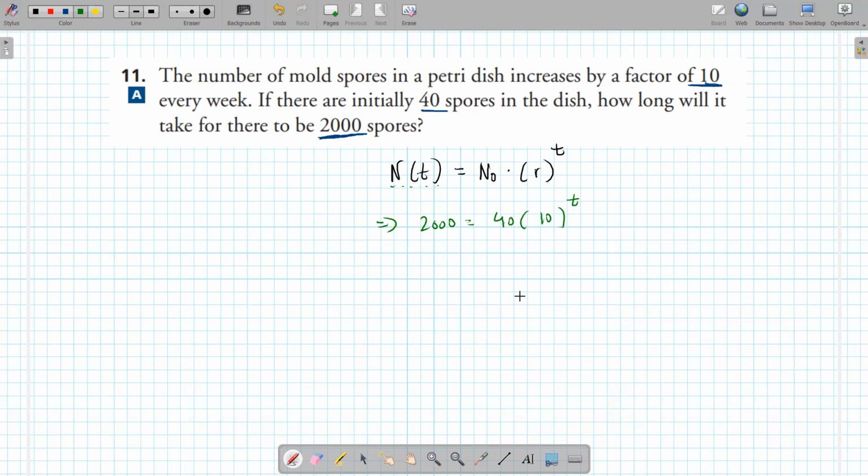Now we have an exponential equation. How do we solve this for t? You divide by 40. That's right. So this 0 and this 0 cancel out. 200 over 4 is 50, equals 10 to the power of t. Now what? You do log. Yes. So it becomes log of 50 equals log of 10 to the power of t. What's the next step?